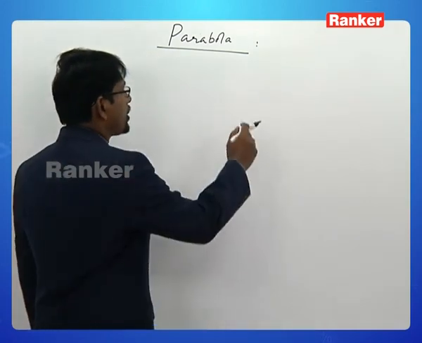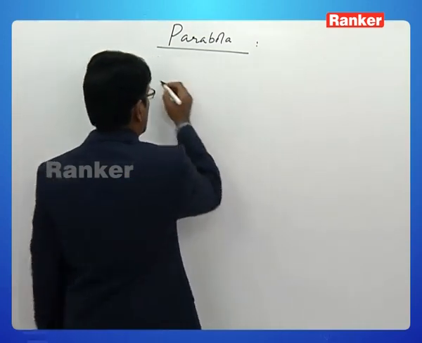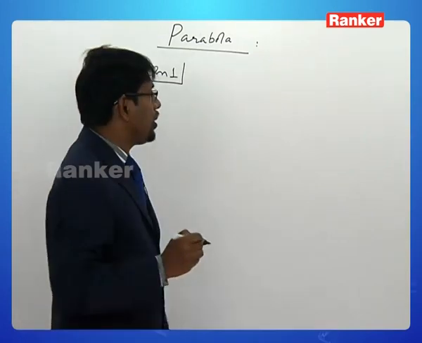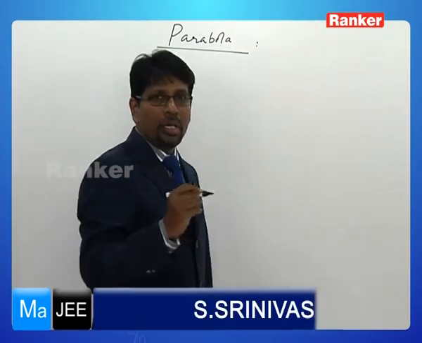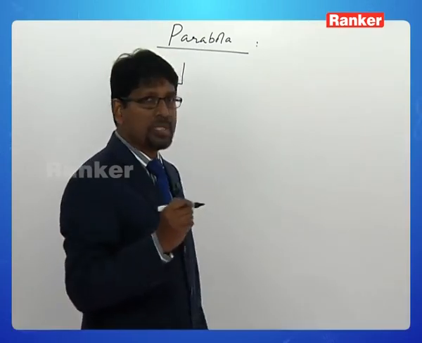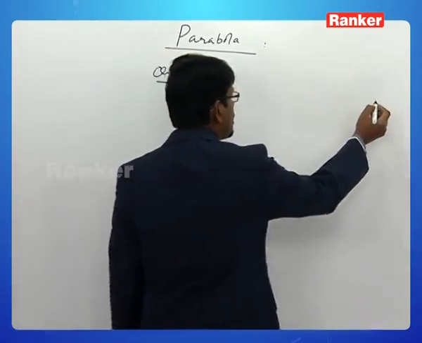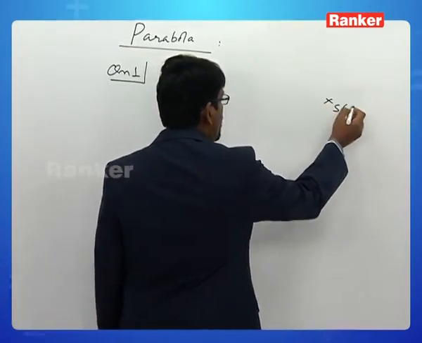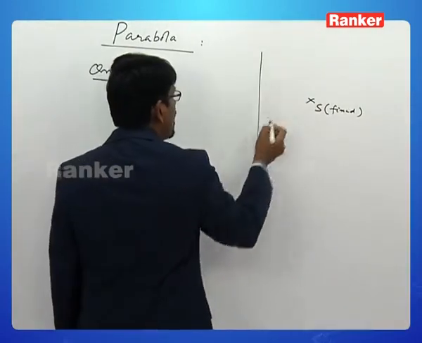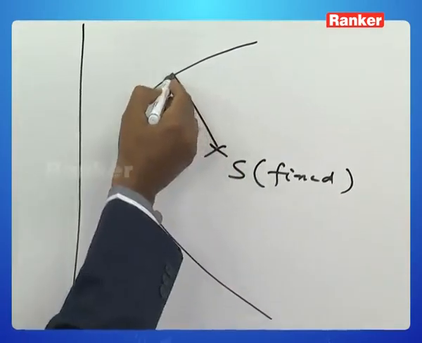Now there are certain things that we will discuss about a parabola. A parabola, as we know, is the locus of a point such that its distance from a fixed point is equal to its distance from a fixed line. That is, S is a fixed point which will be called the focus, and you have a fixed line. For a point P on the parabola, this distance SP is equal to PM.